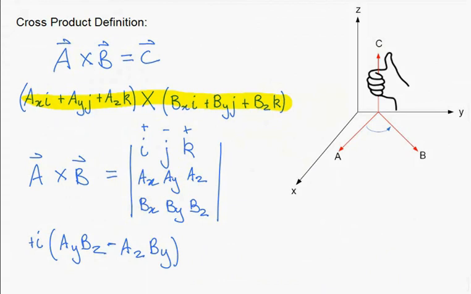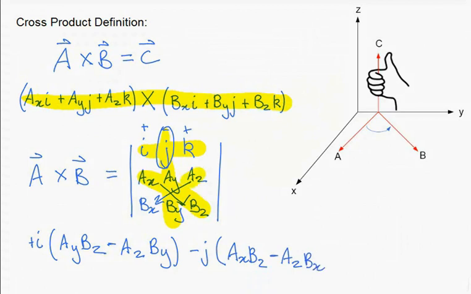Next step is to take the minus J and any factor that is next to it in a straight line. This gives the factors that I need to multiply, namely the AX, BZ, the AZ and BX. Next we take the minus J, open a bracket, then multiply AX by BZ minus AZ multiplied by BX.